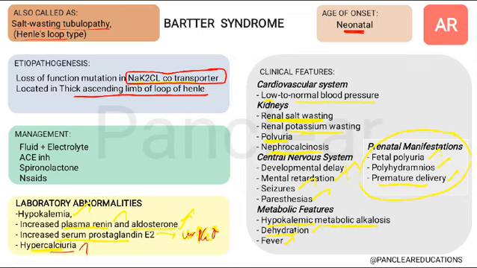So how are we going to manage this patient? So we have to manage the dehydration and electrolyte loss by fluids and electrolytes. And the other drugs used are the ACE inhibitors and spironolactone. Spironolactone will preserve the potassium, and NSAIDs, which is going to inhibit the prostaglandin. Most preferred NSAID is going to be the indomethacin. And this is all about the Bartter syndrome. Thank you.